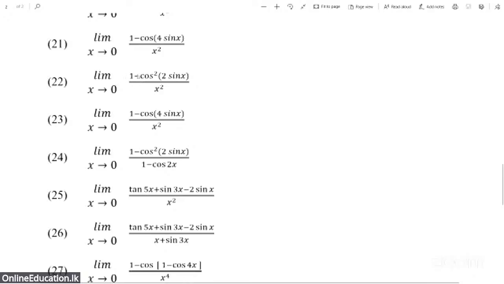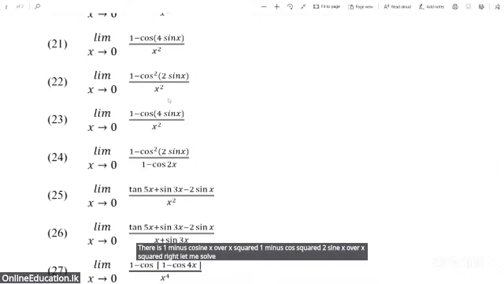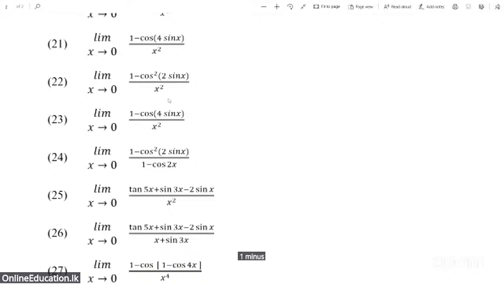So that is 1 minus cos squared 2 sin x over x squared. Right? Limits of 1 minus cos squared 2 sin x over x squared when x tends to 0. Yes, when x tends to 0. Right. Now look at the board.